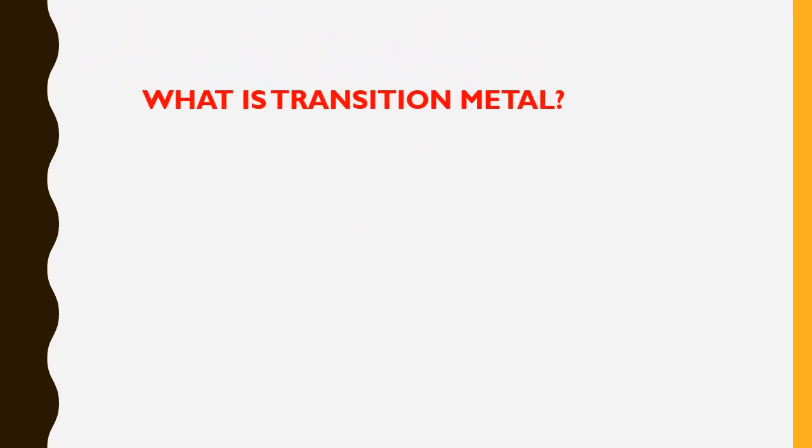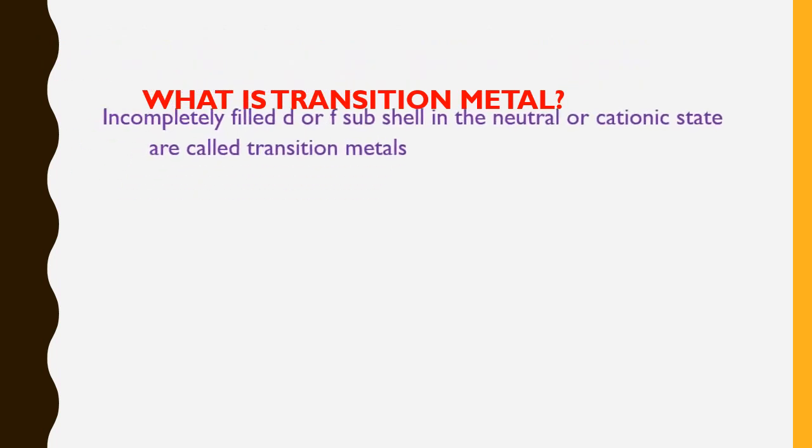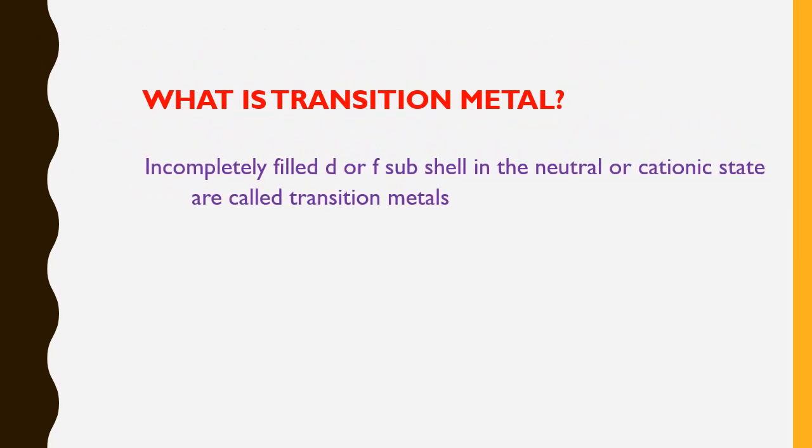Let us discuss some questions. What is a transition metal? It has an incompletely filled D or F subshell in the neutral or cationic state. D block elements are called transition metals. F block elements are called inner transition metals.